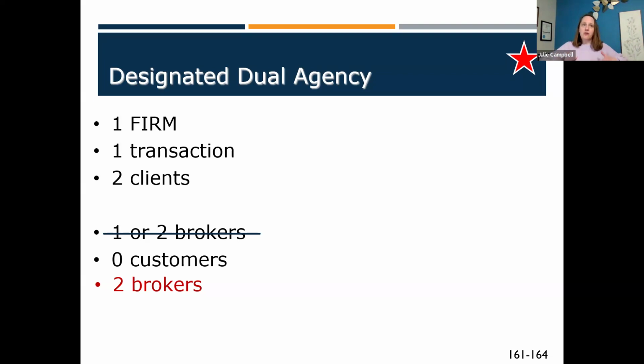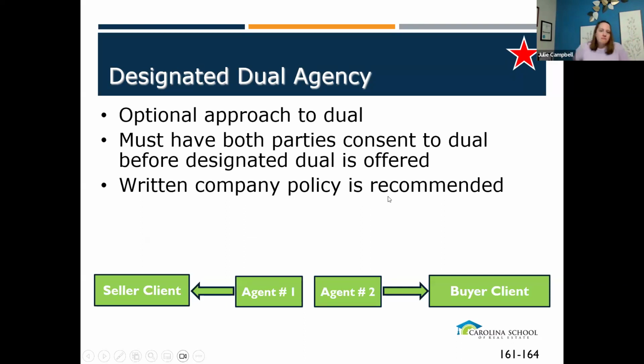In order to take dual agency a step further into designated, I first have to have a yes to do dual before we can get a yes to do designated. If they say no to dual, designated is not an option. So that might be another trick to help convince them to do dual, because now we have a possibility, if the firm offers it, of offering designated. Hear me, the firm has to offer it. If the firm doesn't provide it, then it's not available. So designated is an optional approach to dual.